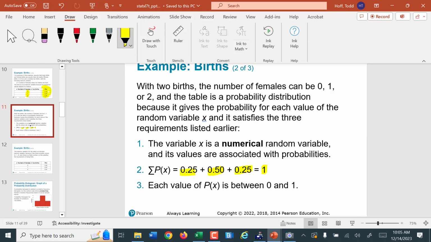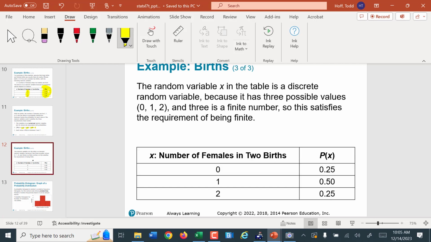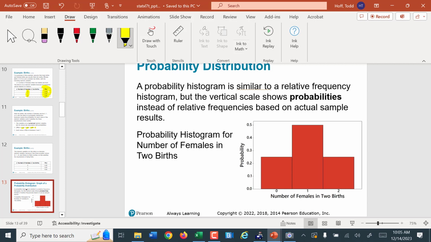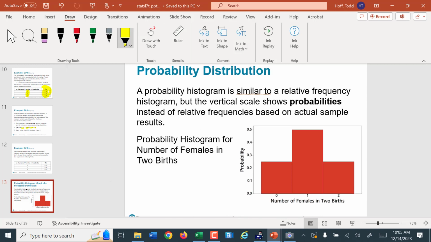And each of those probabilities is between 0 and 1. So we verified that that is a legitimate probability distribution. So we know that it satisfies all of the requirements. We could express it as a probability histogram like this. It gives us an idea of the shape of how the probabilities are distributed.